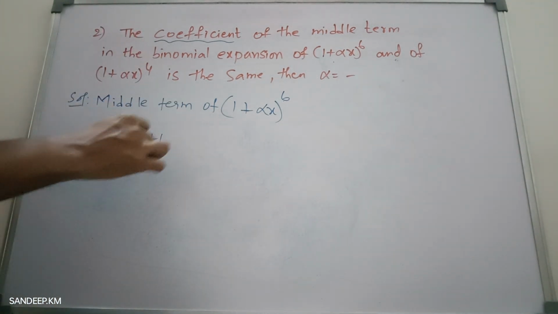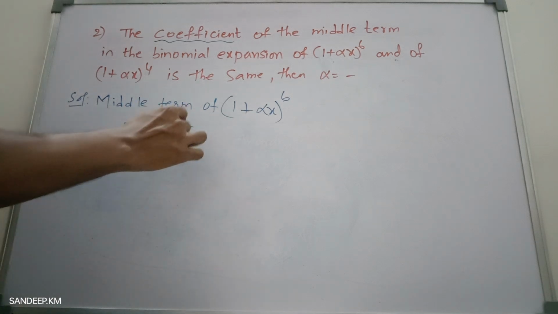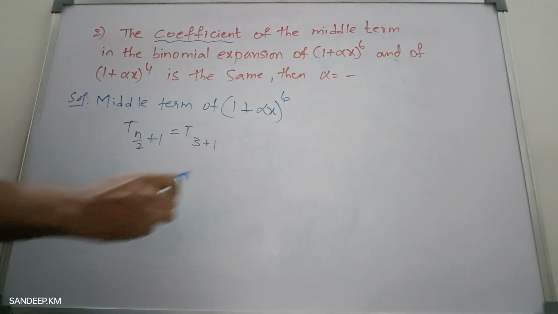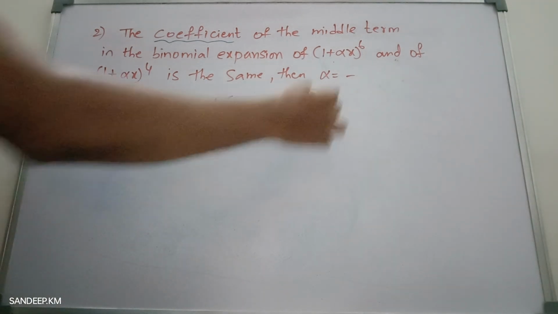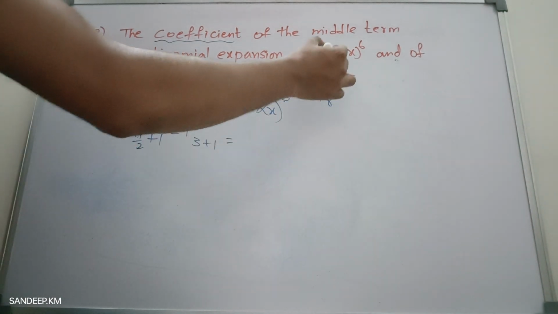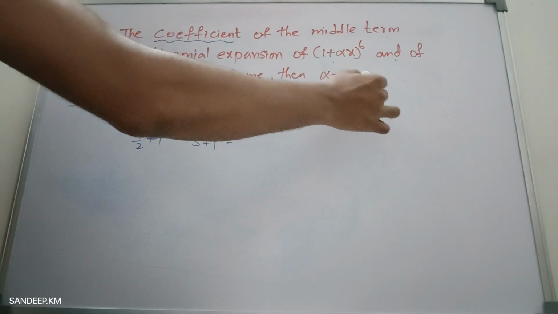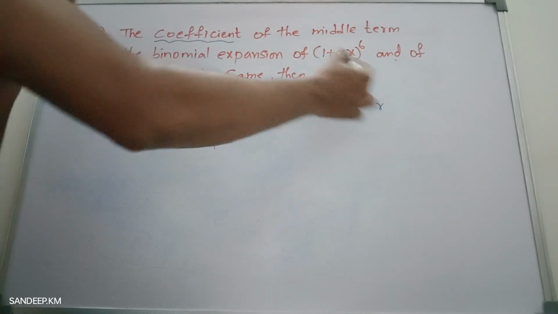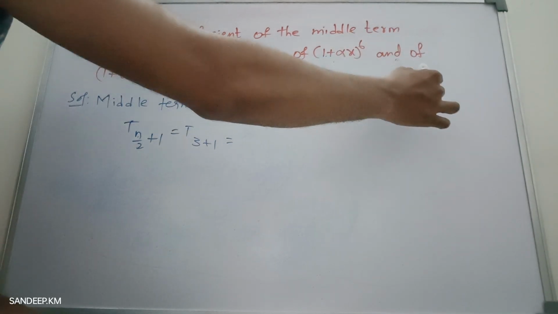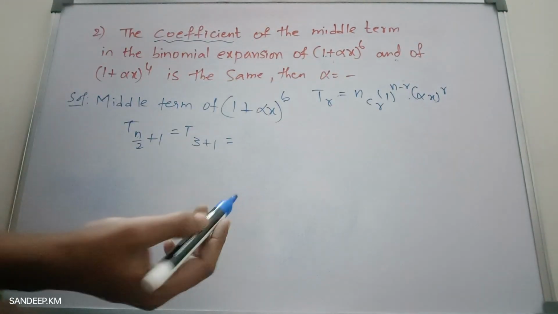The formula is t n by 2 plus 1, which means the n value is 6, 6 by 2 will be 3, plus 1, right? And using the general term formula tr, in which expansion? Once again, in this expansion, nCr into 1 power is not needed, 1 power n minus r into alpha x power r, that is the general term.